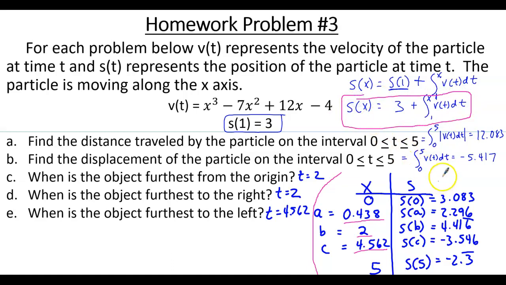Now, I'm concerned some of you guys might have gotten S of 0 equals 3 here, but remember, since this is S of 1 actually, S of 1 is 3. So S of 0 will be different, and you have to use your position function to get it by plugging 0 in here. But anyway, the point in time that's farthest to the right would be here, so that's at t equals 2. And the time when it's farthest to the left is here, and that's at t equals 4.562. And the time when it's farthest away from the origin, in other words, farthest away from 0, is also right here at 4. So that would do it.